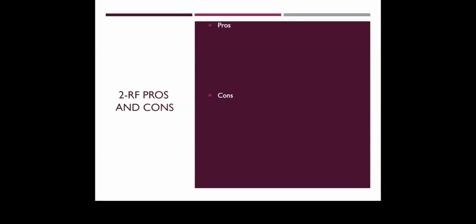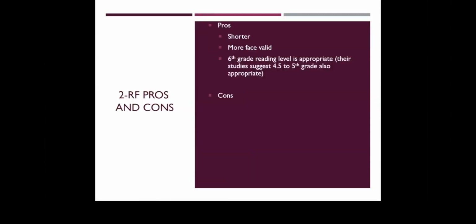So pros and cons to the RF, obviously. The fact that it's shorter, went from 567 to 338 items, means it's much more user-friendly. People can take it a lot faster. It's more face valid, which also makes it more user-friendly. There were always issues with people not understanding why they were being asked questions that were, quote-unquote, subtle, but also had no content validity. It also was shown to have a sixth grade reading level as appropriate, and some studies even suggested 4.5 to a fifth grade reading level was appropriate because the items are true-false.